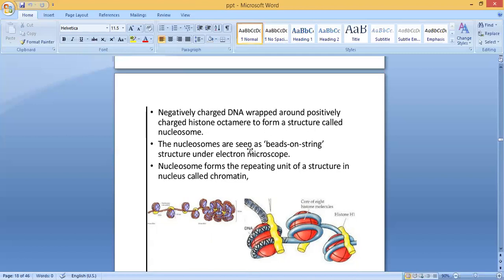The nucleosomes are seen as beads on a string. Look at this figure. You can see the beads-on-a-string structure under the electron microscope. Nucleosome forms the repeating unit of a structure in the nucleus called chromatin. So this is the nucleosome. They form the repeating unit of a structure in the nucleus called chromatin.